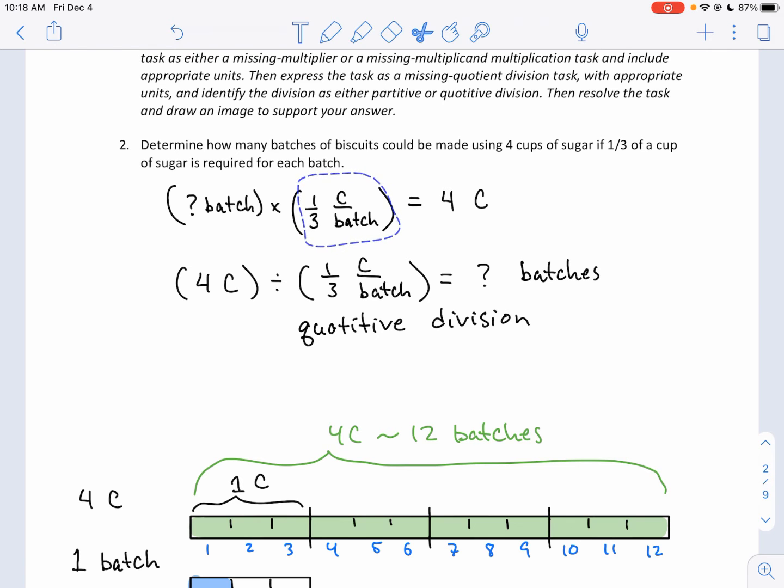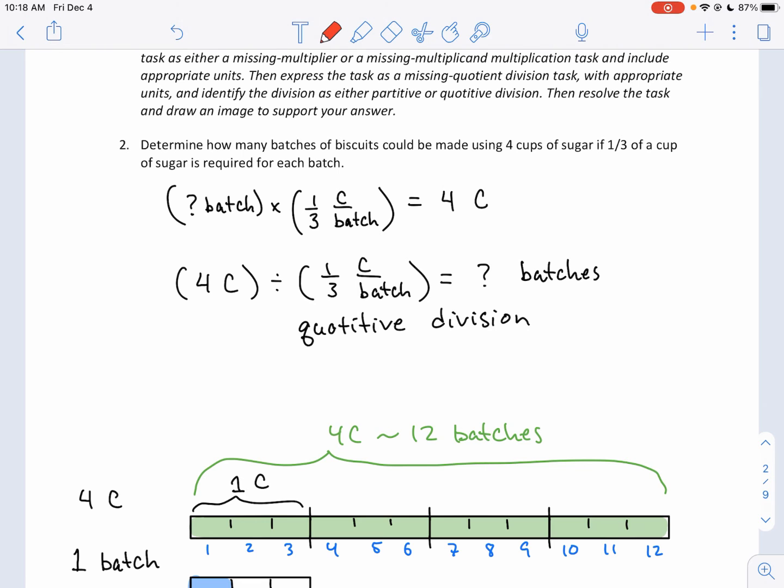And then the multiplier should be units of batch, right? The unit of the multiplier should match the denominator unit of the multiplicand, and the unit of the product should always match the numerator unit of the multiplicand. The only other bit of information here was the 4 cups of sugar, and since that's cups of sugar, that belonged here in the product. So we're trying to figure out how many batches. We're going to multiply that by 1/3 of a cup per batch and get to 4 cups.